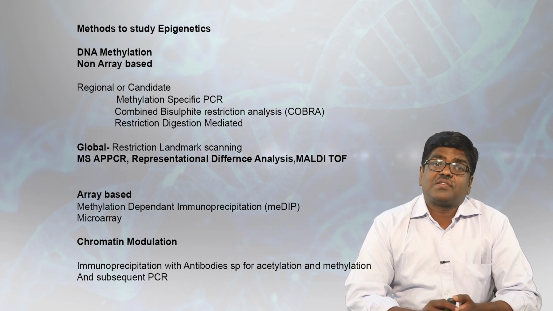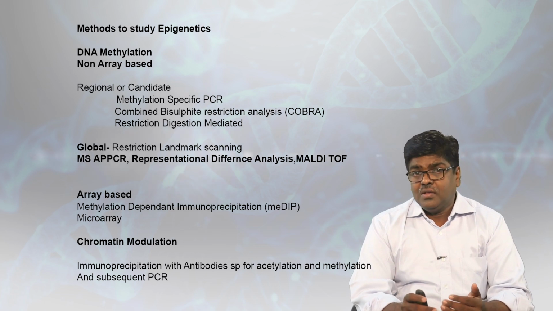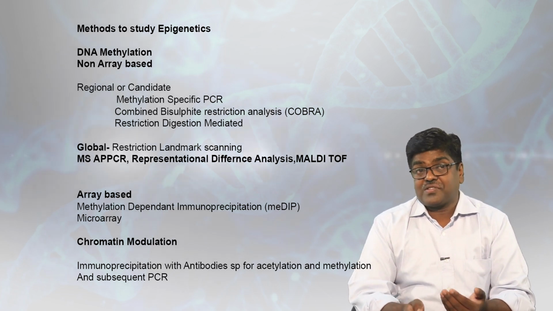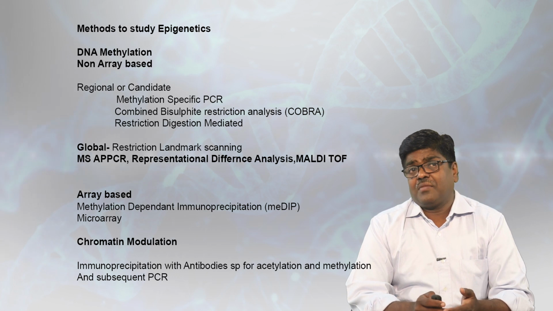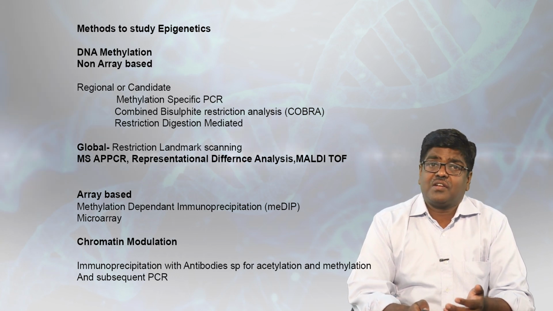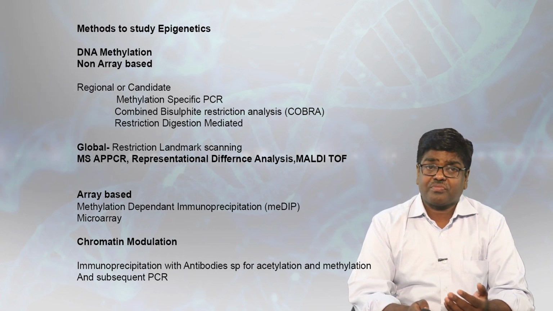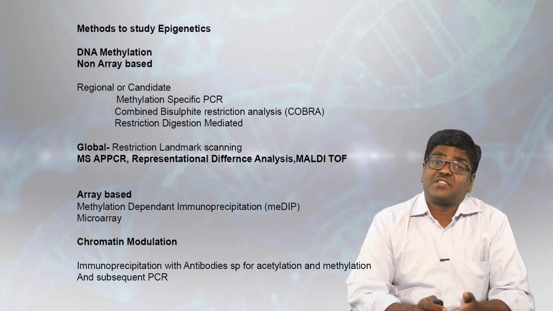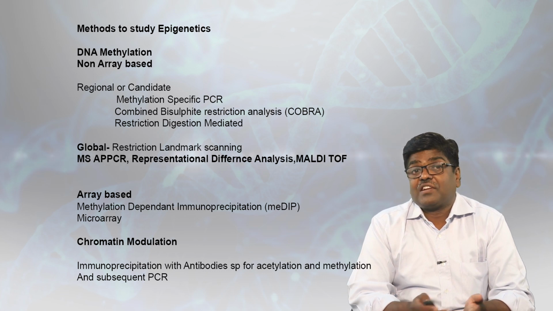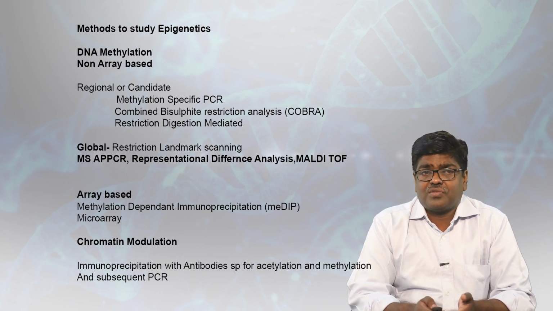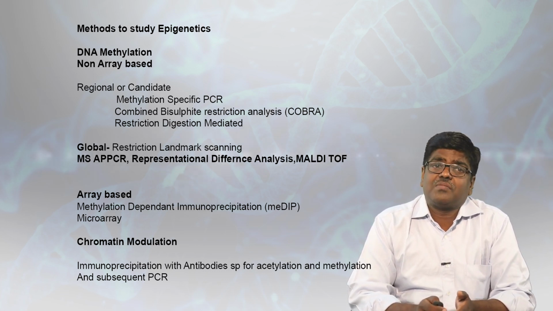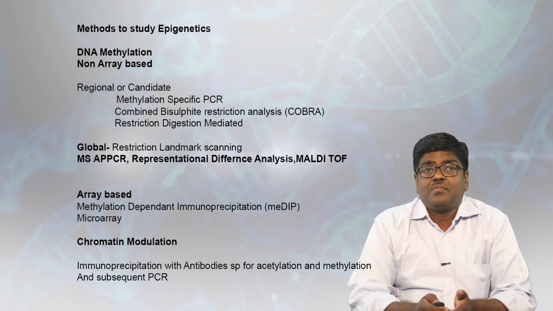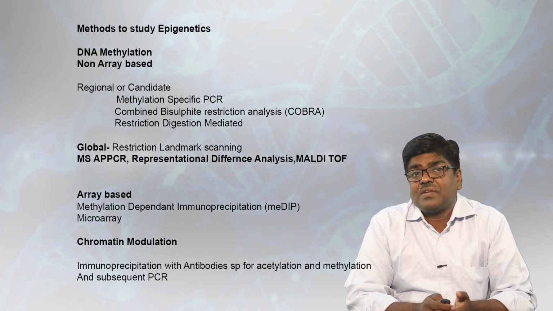Nowadays most things are array based and sequencing based. Among array-based methods there are methylation-dependent immunoprecipitation methods, microarray, or NGS. There is methylation sequencing, bisulfite sequencing, and many methods to find out, and chromatin modulations can be studied by immunoprecipitation methods. So this is methylation-specific PCR.